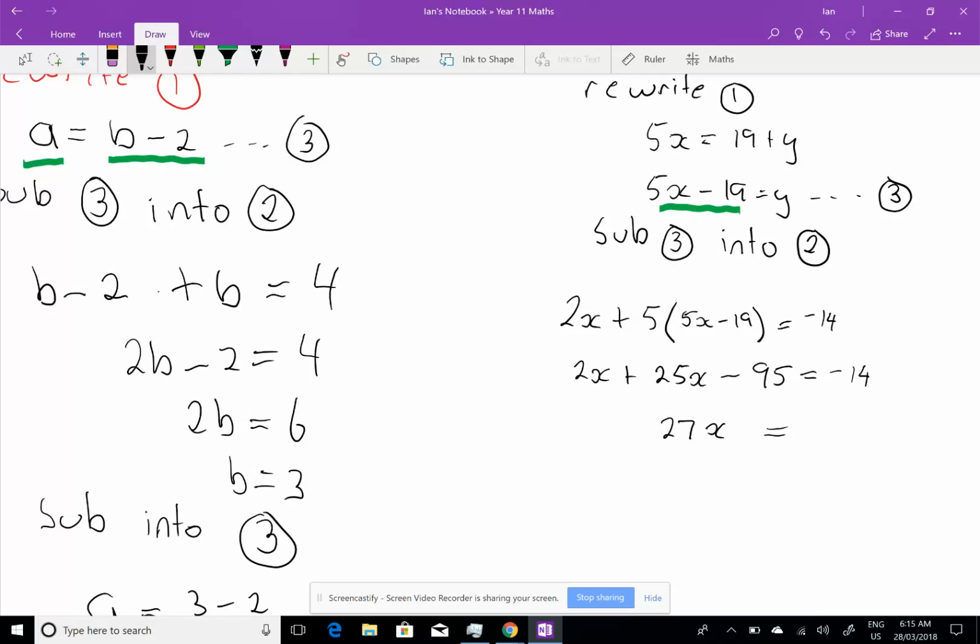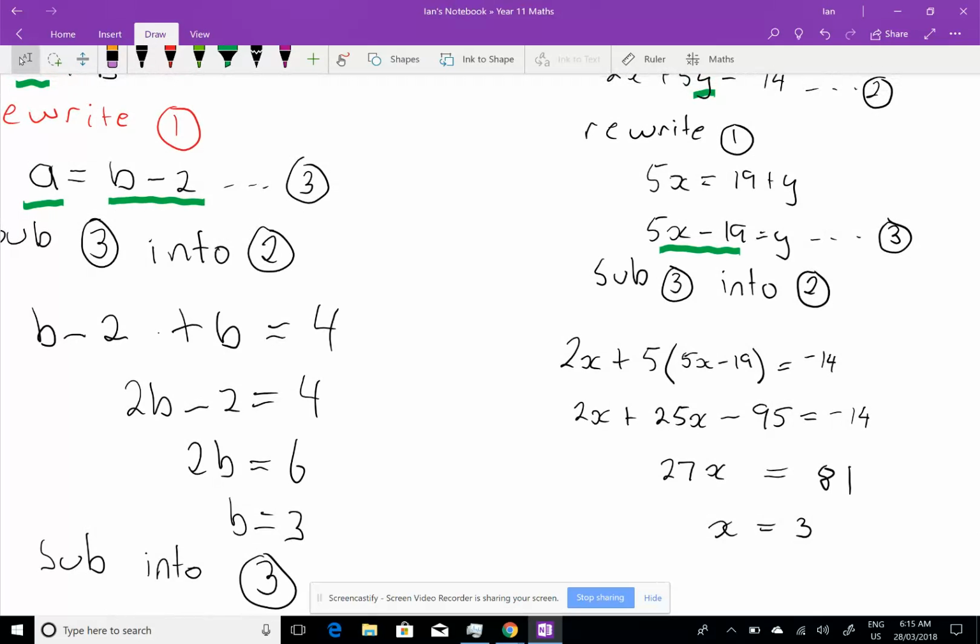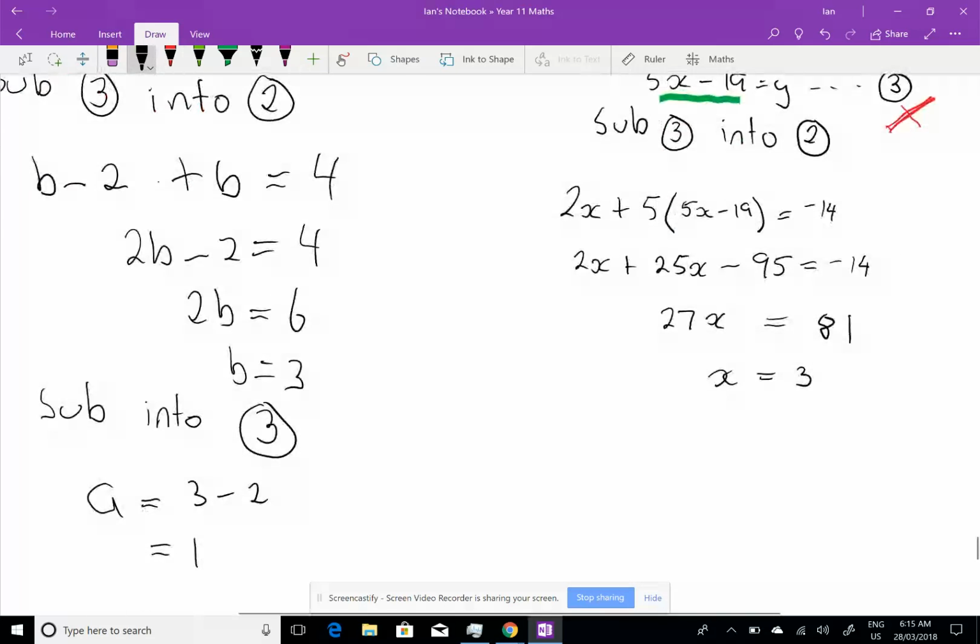Add the 95 over, and I get 81. Divide by the 27, and I get x equals 3. I feel a bit better about that now. Once I know what x is, substitution makes it really easy to find the other one, because I just go back to equation number 3. Have a look at it, because it's written as y equals. So, sub this into 3.